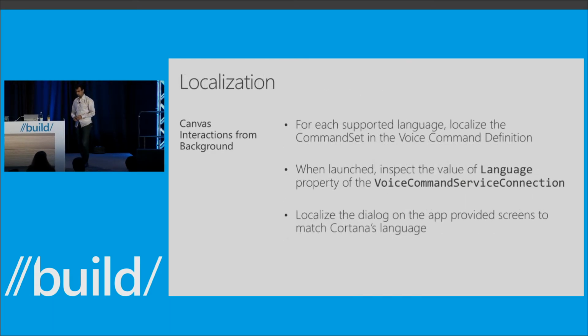So keep in mind that several of your users may actually be using your application in a different language locale. Just as you could use the voice command definition file to specialize commands for specific languages, at runtime in that background task, you can inspect a property on the voice command service connection to identify which language you're working with right now. And then, unlike in the demo, please use resource strings to create the voice command user message for the right language so that you can send that back to Cortana.